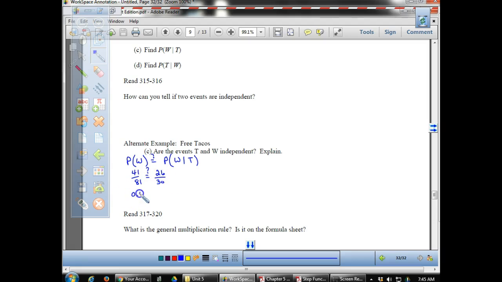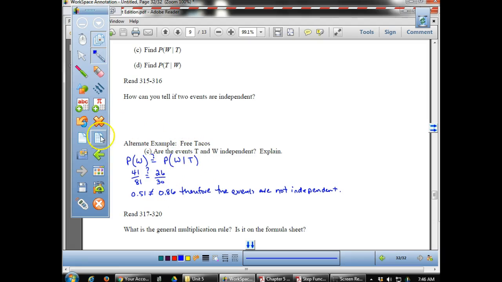And when I simplify this down, I get 0.51, and that does not equal 0.86. So the events are not independent. In fact, the likelihood to win, given that free tacos were given out, goes up. In other words, what this is saying here is it's really saying if free tacos were given out, more than 6 runs were scored. So the probability to win increases.